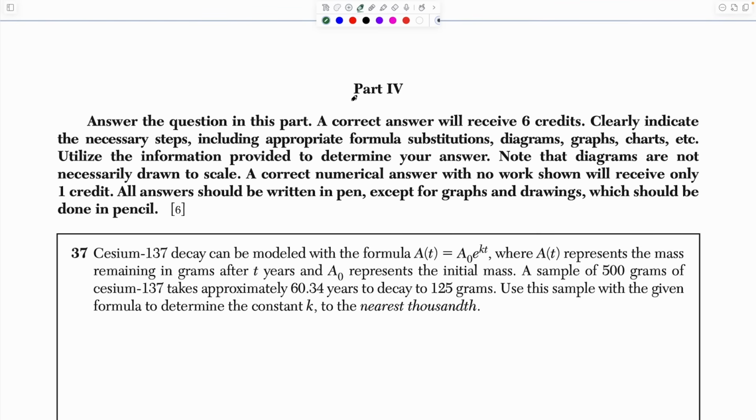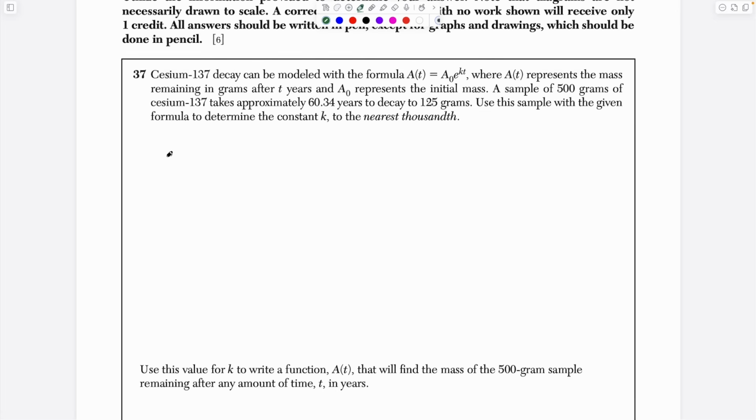So now we're moving on to part 4, the final boss, and this question is worth 6 credits. Question 37: cesium 137 decay can be modeled with the formula A of t equals A naught times e to the kt, where A of t represents the mass remaining in grams after t years, and A naught represents the initial mass. A sample of 500 grams of cesium 137 takes approximately 60.34 years to decay to 125 grams.